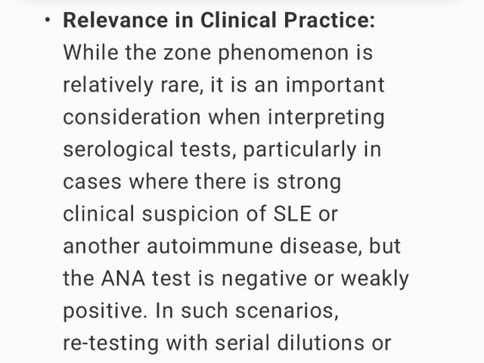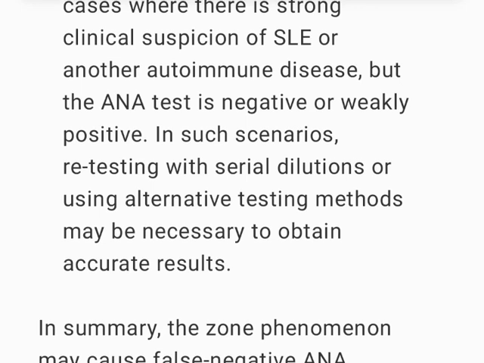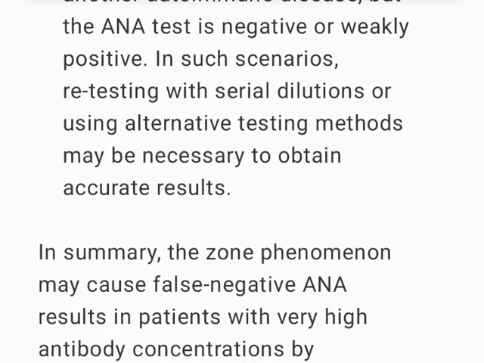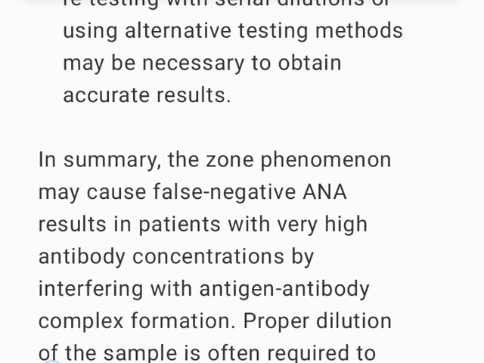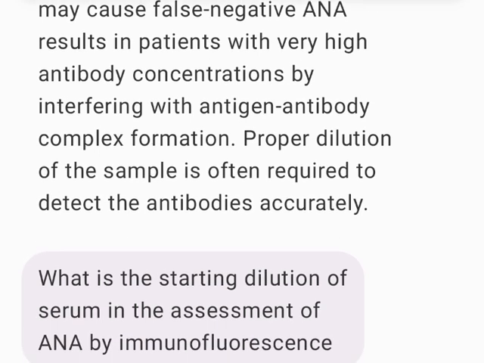Relevance in clinical practice. While the zone phenomenon is relatively rare, it is an important consideration when interpreting serological tests, particularly in cases where there is strong clinical suspicion of SLE or another autoimmune disease, but the ANA test is negative or weakly positive. In such scenarios, retesting with serial dilutions or using alternative testing methods may be necessary to obtain accurate results. In summary, the zone phenomenon may cause false negative ANA results in patients with very high antibody concentrations by interfering with antigen-antibody complex formation. Proper dilution of the sample is often required to detect the antibodies accurately.